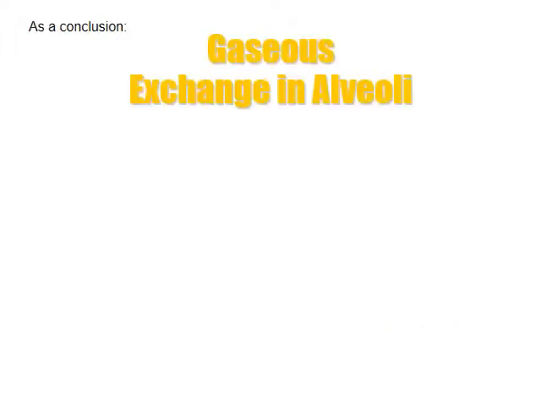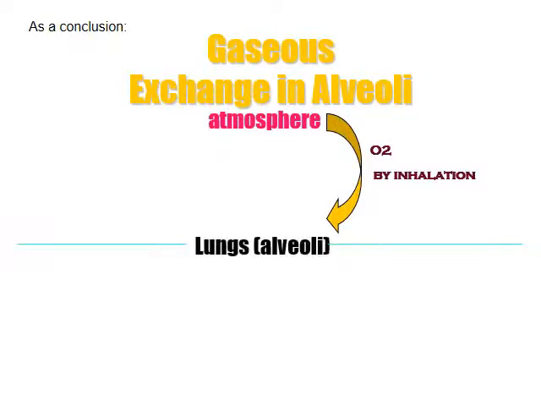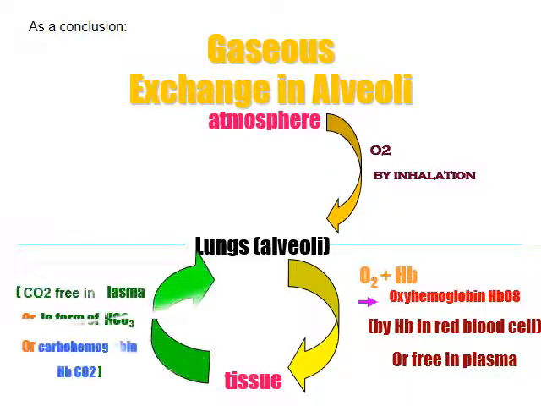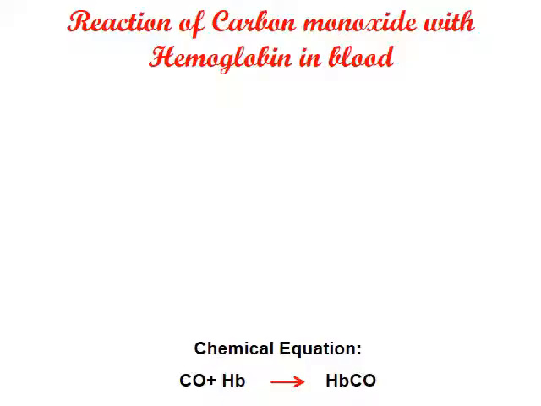So as a conclusion, this is the gas exchange in the alveoli. You have in the atmosphere O2, which enters the lungs by inhalation, and then the lungs bind oxygen with hemoglobin to give oxyhemoglobin in red blood cells or free in plasma. Then it moves into the tissues. CO2 is free in plasma, or in the form of bicarbonate HCO3-, or in the form of carbohemoglobin HbCO2. Then they are released into the atmosphere by exhalation.